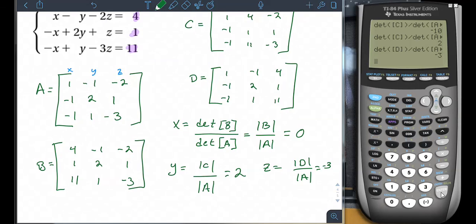So my solution on this system is 0, 2, -3. Okay, so that's all that we need for that exercise using your calculator.